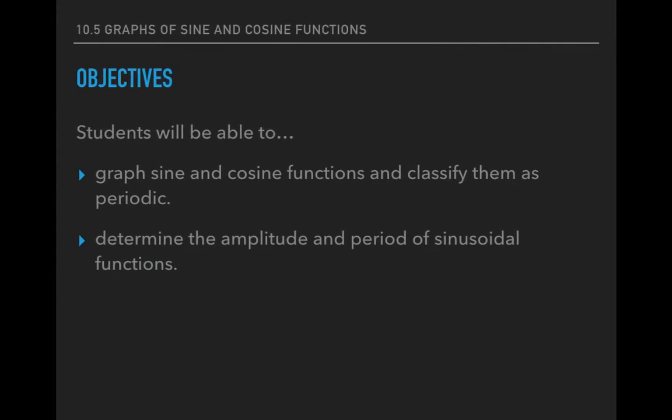In this video we are looking at the graphs of sine and cosine functions. The two objectives for this section are to be able to graph sine and cosine functions and classify them as periodic, and determine the amplitude and period of sinusoidal functions. Here's a little note: that term, sinusoidal, is a collective term for the graphs of sine and cosine. So again, sinusoidal is the collective term when talking about sine and cosine functions together. So let's get started.